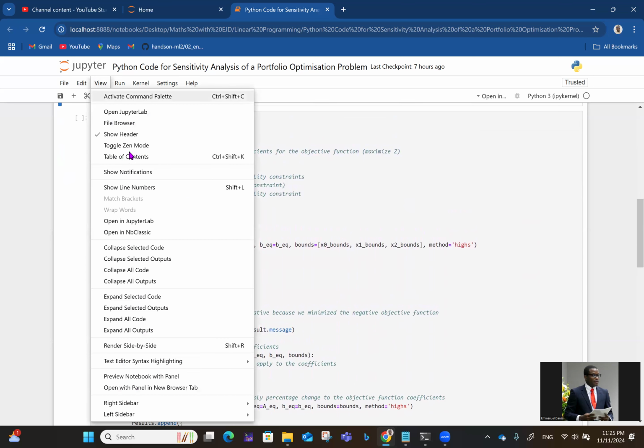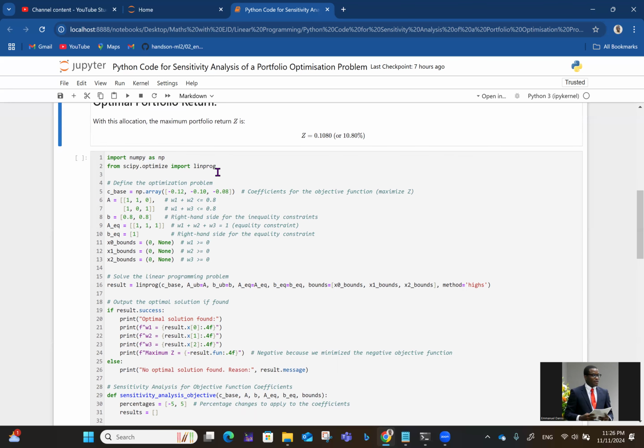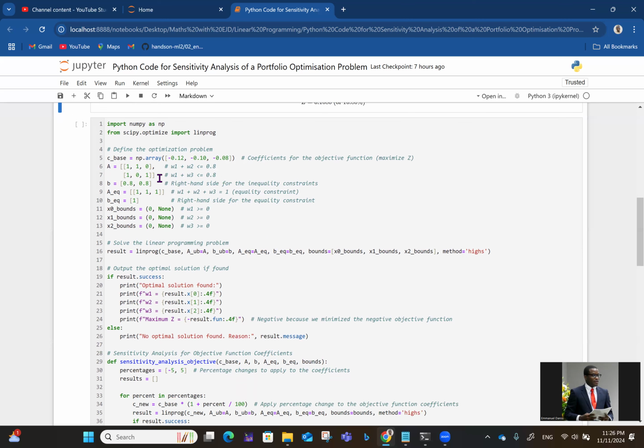Let me put line numbers for easy referencing. Here we're just using linprog and NumPy. So you have the c vector, the normal c, which is 0 minus 0.12 minus 0.10 minus 0.08. And then you have the coefficients for W1 plus W2 is less than or equal to 0.8. That's W1, W2. W3 is not there, so that's 0. That's why you have 110. Then W1, W3. So that means W2 is 0. That's why this is 101.